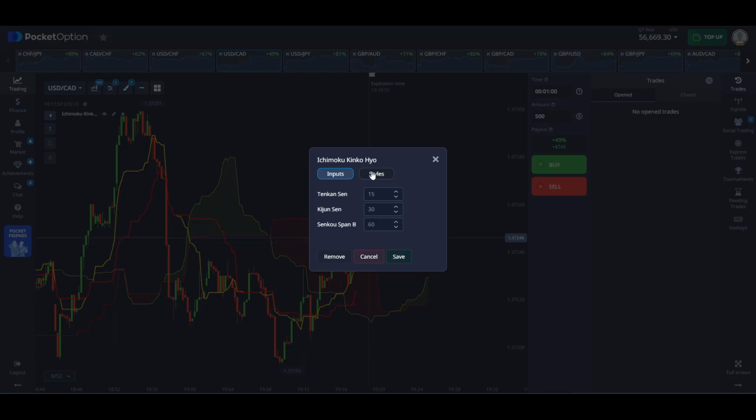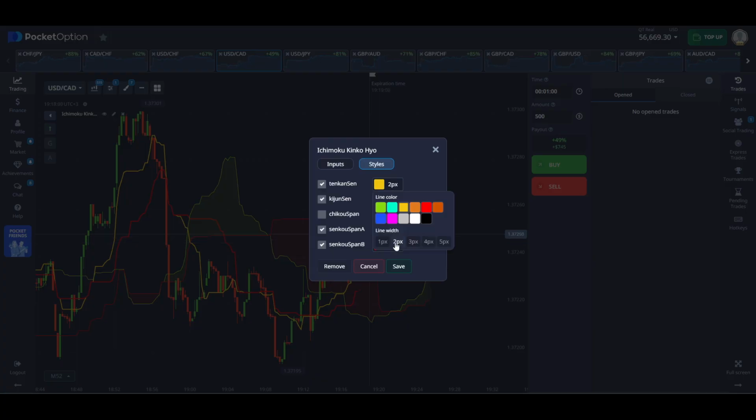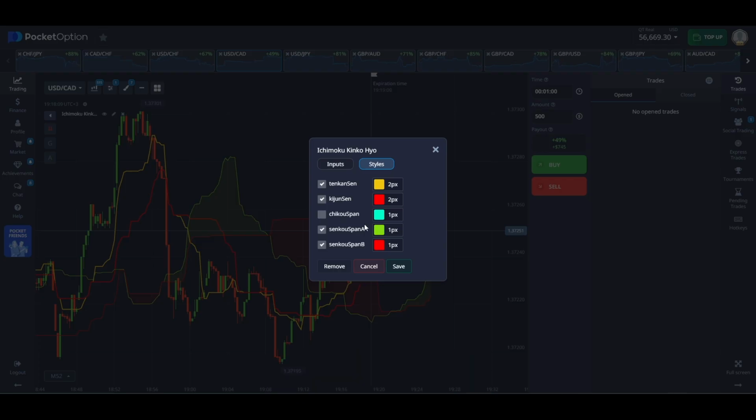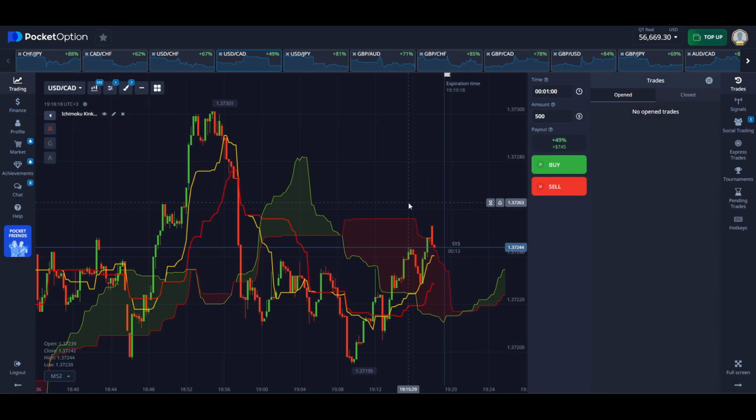And in the style settings, we need to change the following. Set the first two lines to 2 points, since these lines will determine the entry point. Turn off the third line. We don't need it right now, but it is necessary for calculations. And for the last parameter, change it from orange to red so that it's clear when to open a sell trade. So, the indicator is set up, and now we just need to configure the chart.